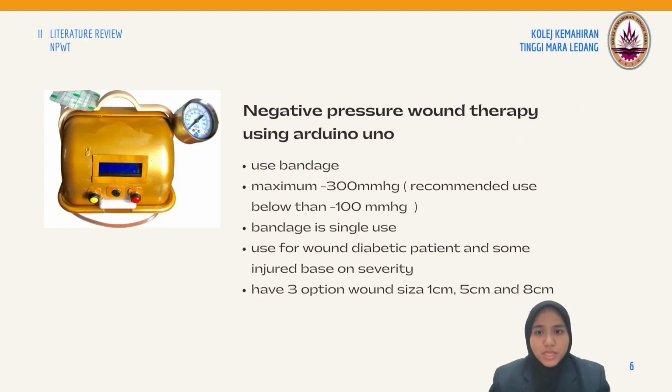So this is our project, negative pressure wound therapy using Arduino Uno. This project uses a bandage. The maximum pressure that this device can provide is negative 300 mmHg. Recommended use is below negative 100 mmHg. The bandage is single use. This project is used for diabetic wound patients and some injuries based on severity. This project has 3 options for wound size: first 1 cm, second 5 cm and third 8 cm.